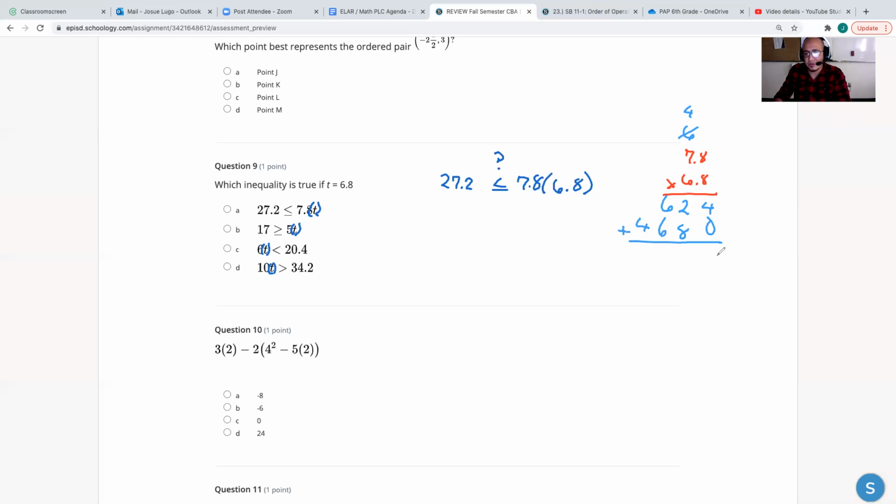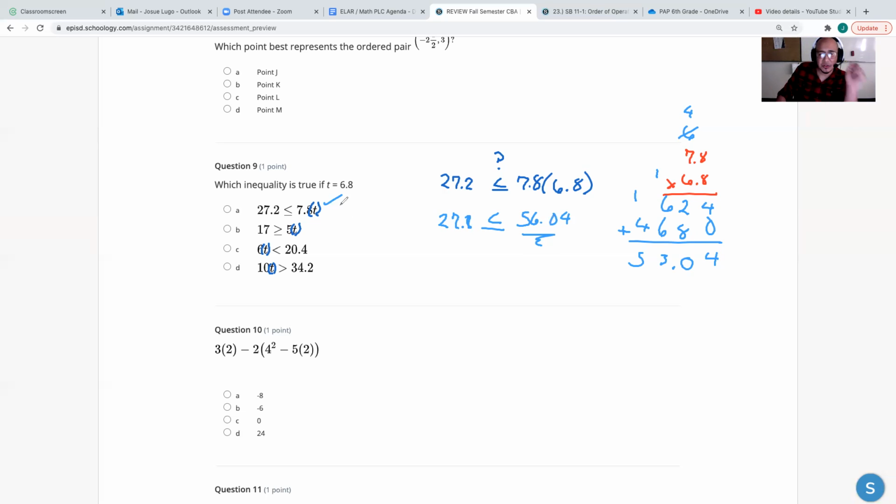We add these together. We get 4, 10, 13, and 5. We have 2 decimal places, so it would be 53 and 4 tenths. So is 27 and 2 tenths less than or equal to 53 and 4 tenths? 400ths, sorry. Yes, 56 and 400ths is definitely greater than, even though it's not equal to 27.2. So ladies and gentlemen, A would definitely be a right answer.